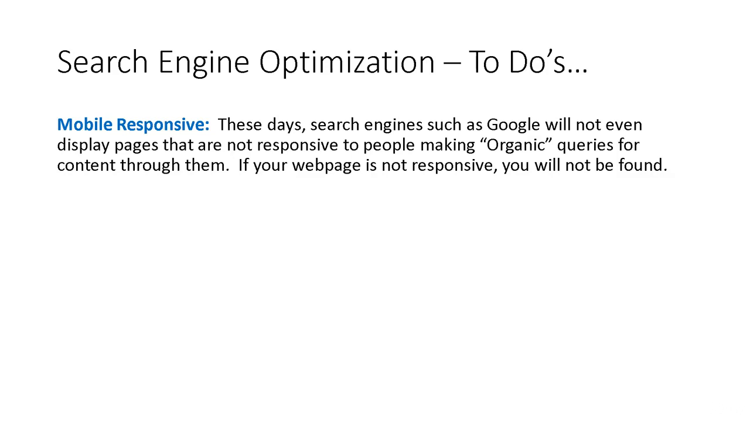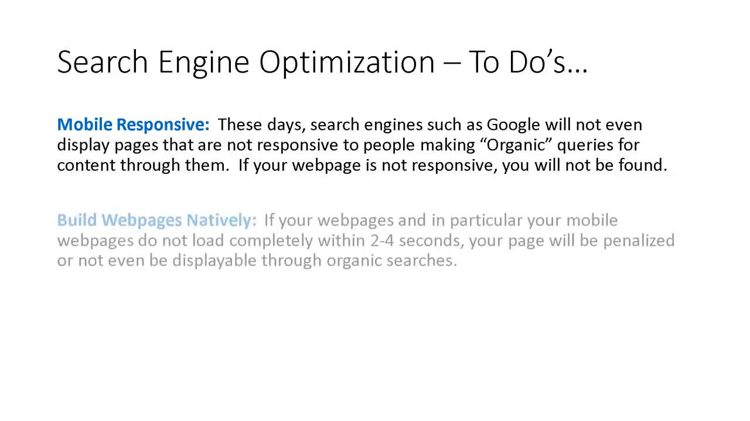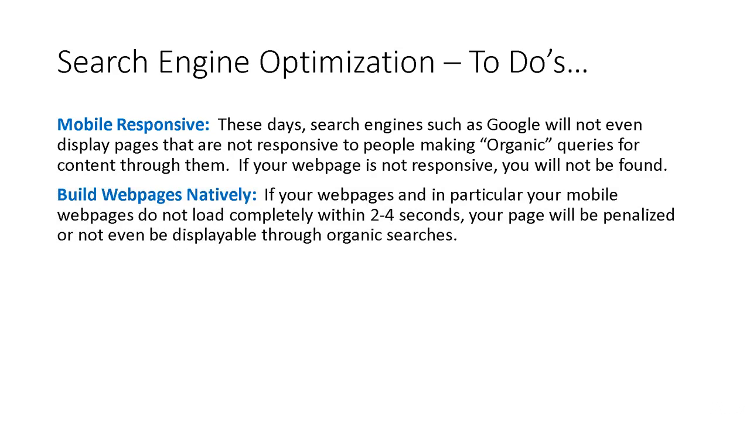Build your web pages natively as opposed to using templates wherever possible, and test them for speed of loading. If your web pages, and in particular your mobile web pages, do not load completely within 2 to 4 seconds, your page will be penalized or not even be displayable through organic search. Template pages tend to be fatter, so they take longer to load, which is why I make this point. Also keep your image sizes small. 4 megabyte images take much longer to load than a 20K image.